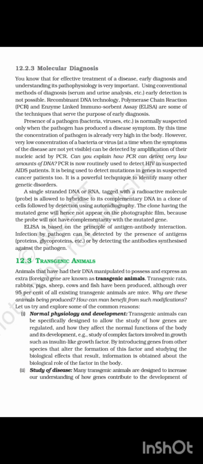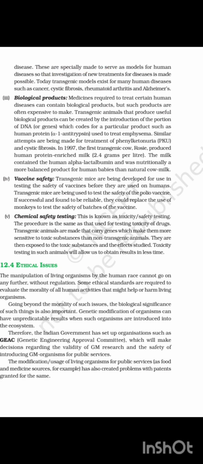Second, study of disease. Many transgenic animals are designed to increase our understanding of how genes contribute to the development of disease. These are specifically made to serve as models for human disease so that investigation of new treatments for disease is made possible. Today, transgenic models exist for many human diseases such as cancer, cystic fibrosis, rheumatoid arthritis, and Alzheimer's.